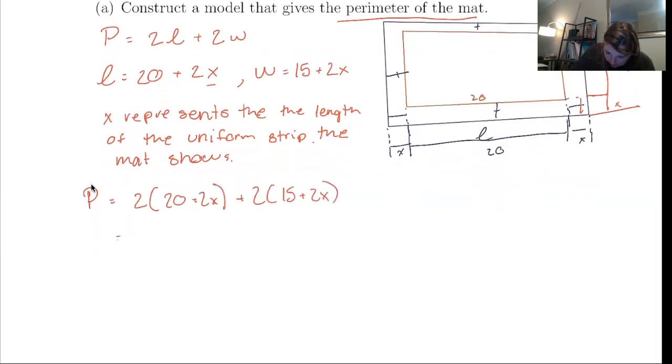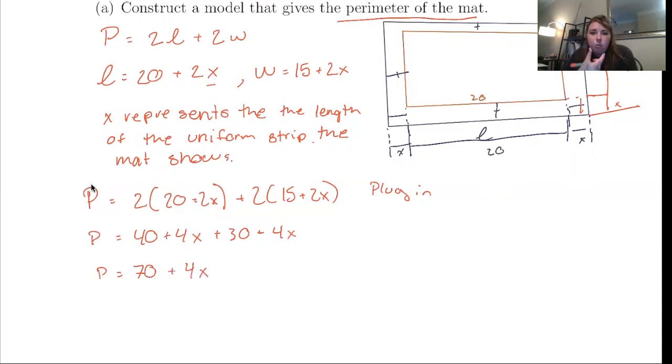And then to help myself out, I'm going to distribute. So 40 plus 4x, 30 plus 4x, and that's going to give me a perimeter of 70 plus 4x. And again, x is that extra width. Okay?